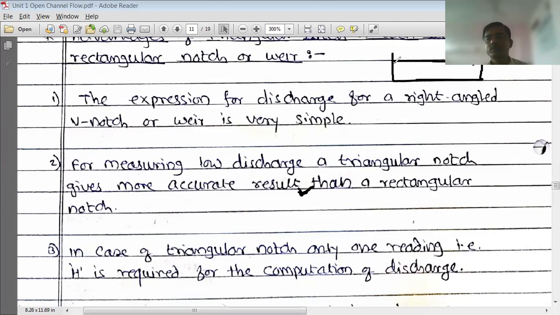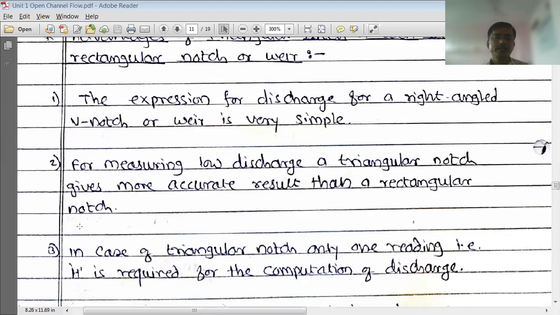It is not going to create much variation in the head of water here. But in case of triangular notch or V-shaped notch, the cross-section area of the flow over the triangular notch or weir is very small. For a smaller fluctuation in the discharge, the head over the crest of the spillway or the apex of the V notch is going to show much more variation. That's why we can say that the triangular notch or V-shaped notch gives more accurate results than the rectangular notch. So that is the second advantage of triangular notch.